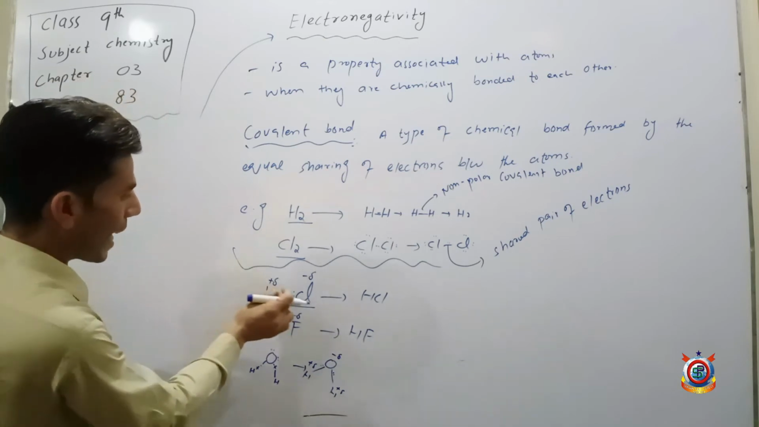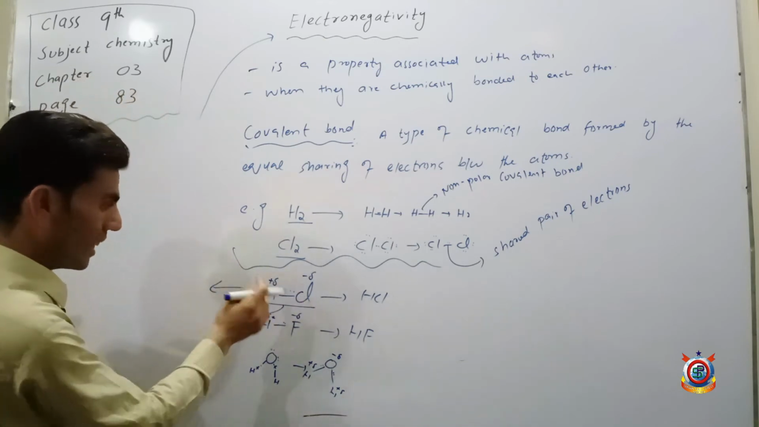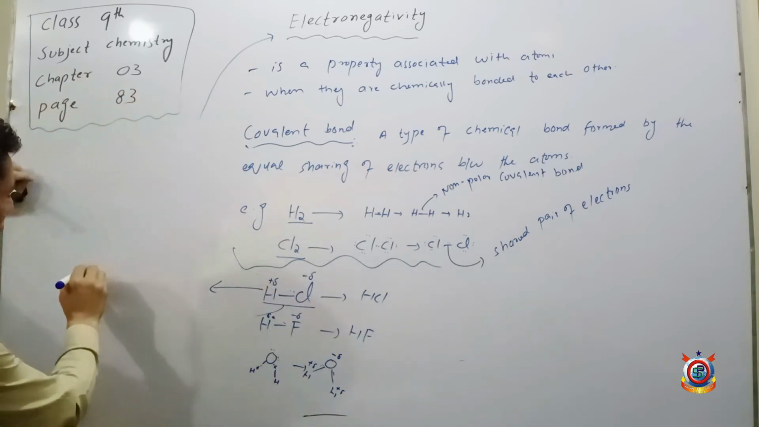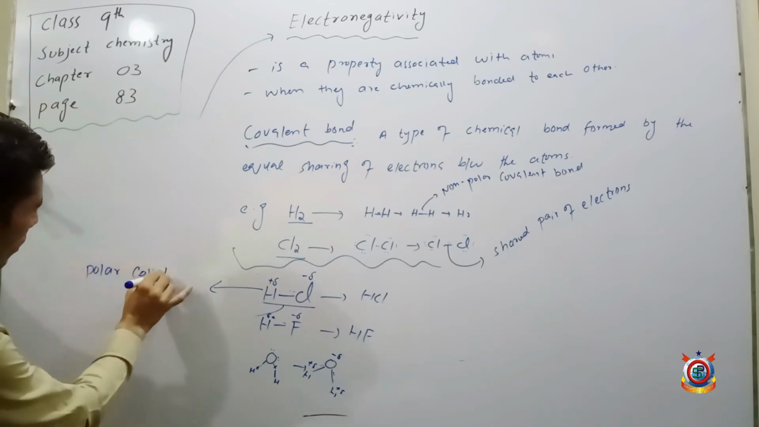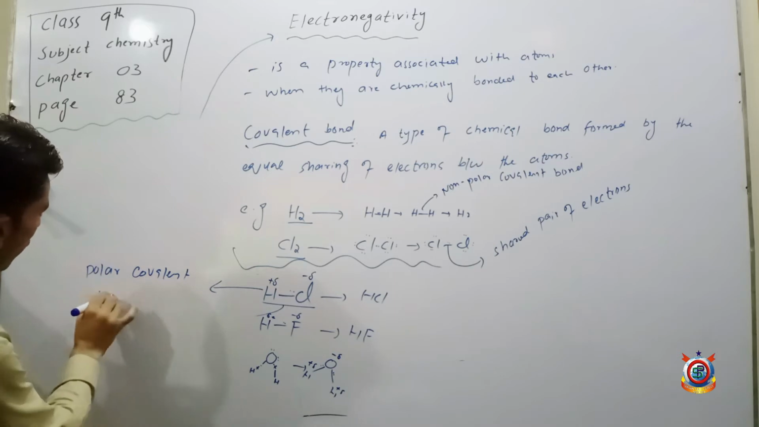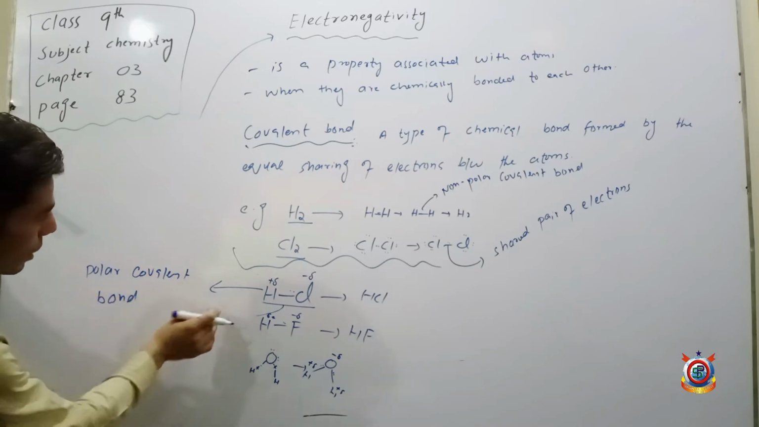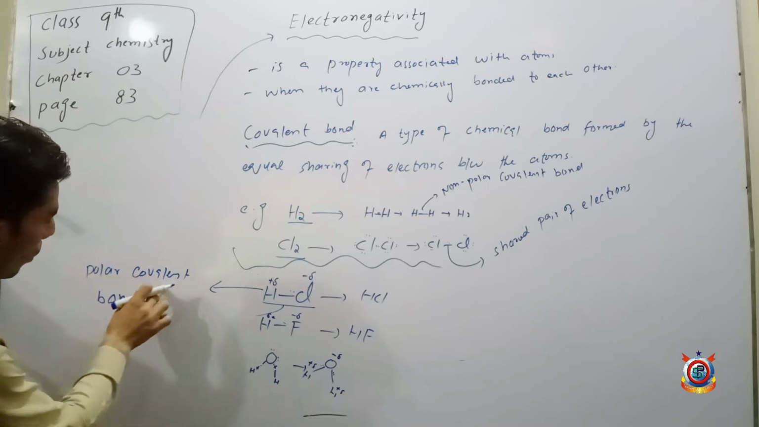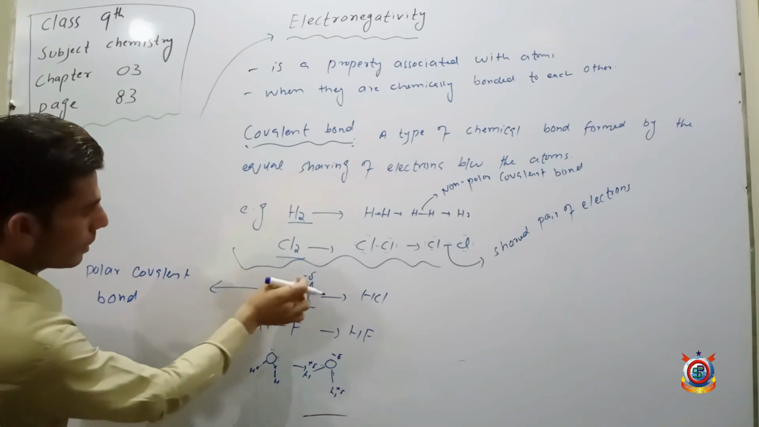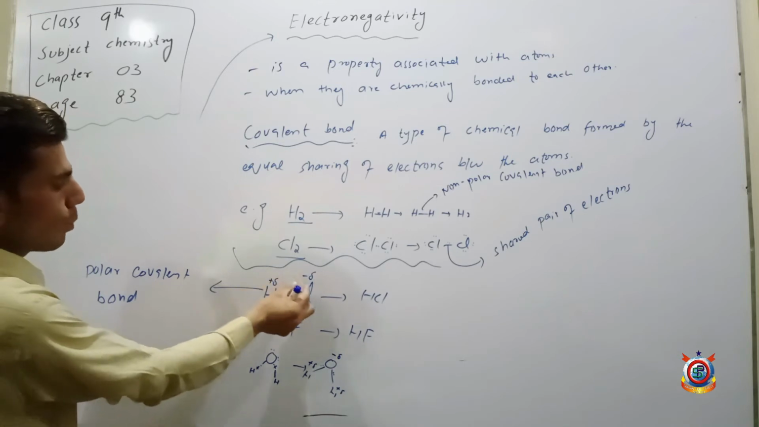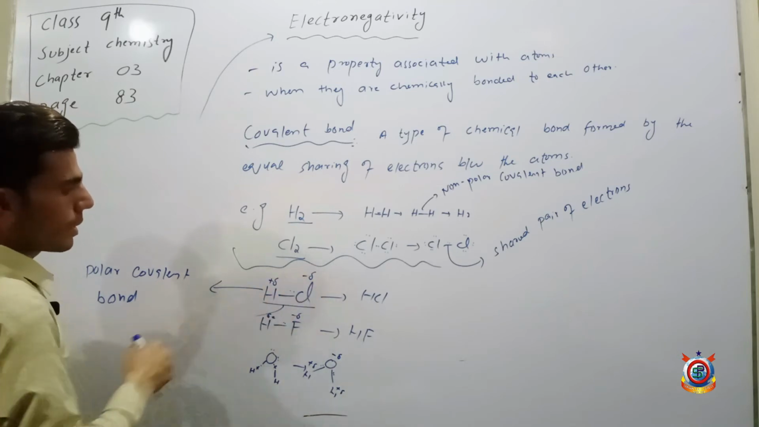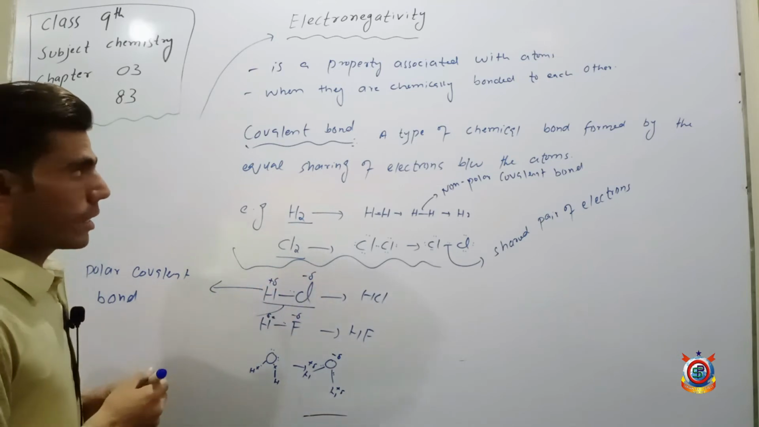But when different atoms are bonded together, the bond between them is called a polar covalent bond. The bond between them is called what bond? What type of bond? A polar covalent bond, because here you can see partial negative and partial positive. Both two poles are here. One is partial positive and the other is partial negative.